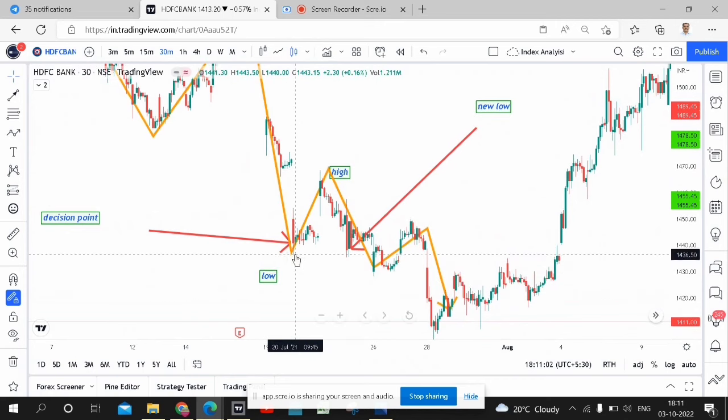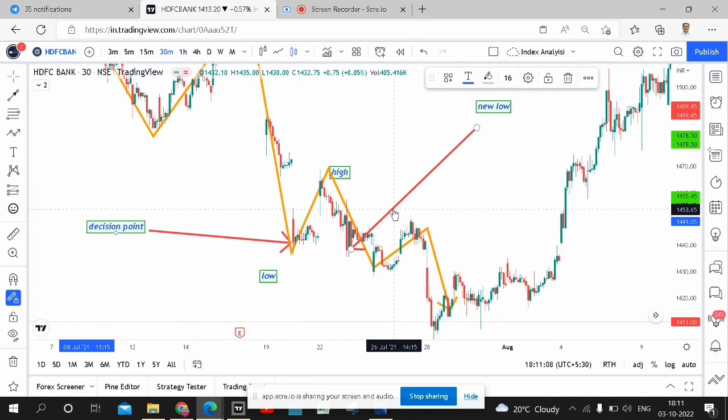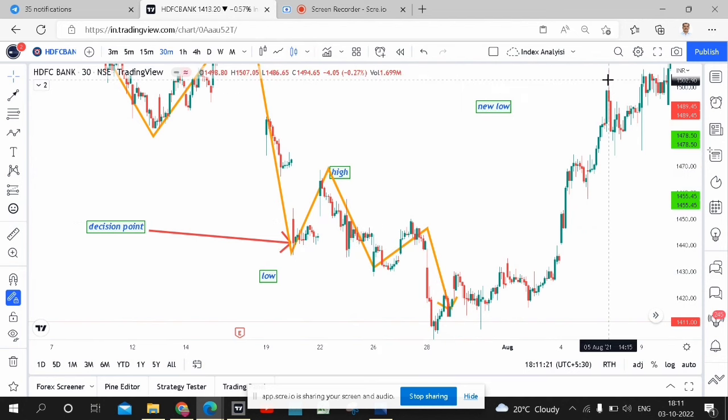So again, what has happened? This is the low point, this is the high point. So this becomes my decision point. I will wait for the candle closing. I have to wait for the candle close to go below the decision point and then initiate a trade. Okay.